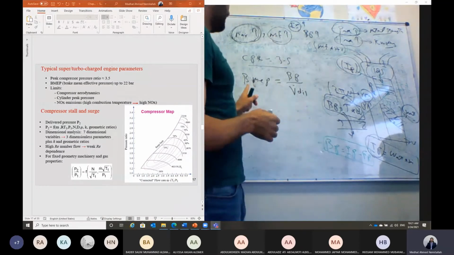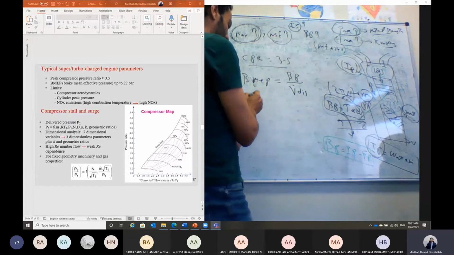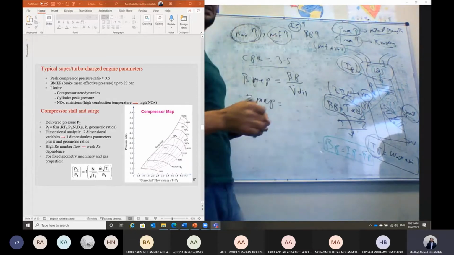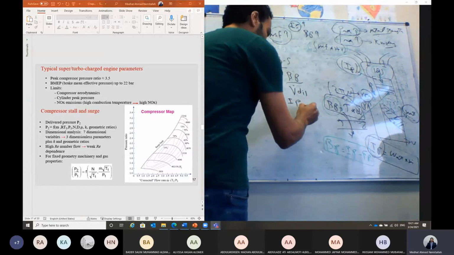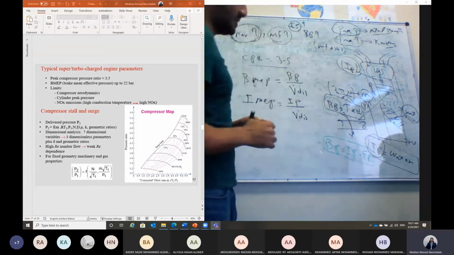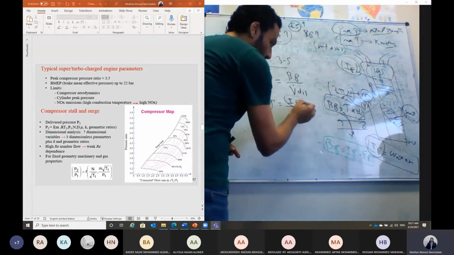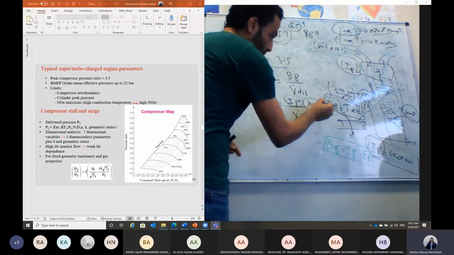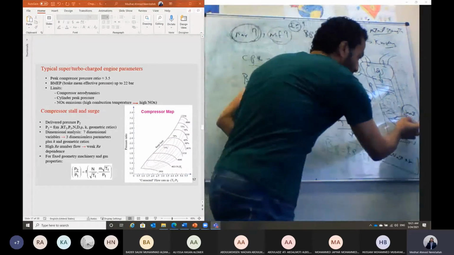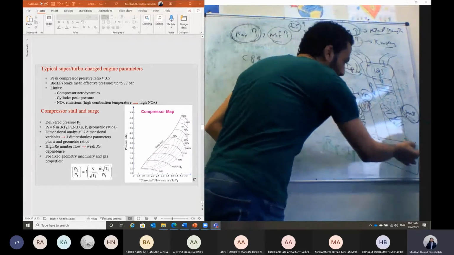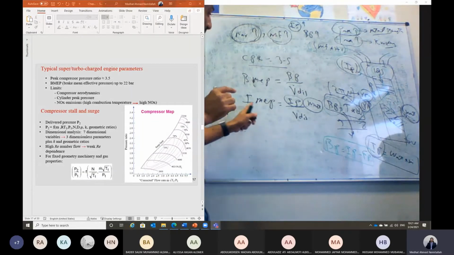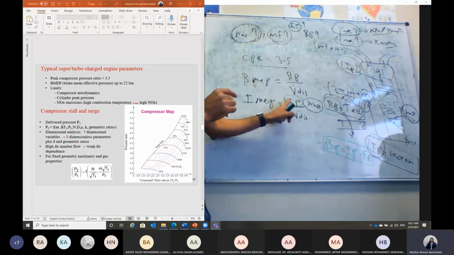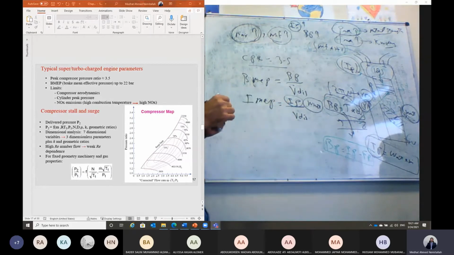Like the indicated mean effective pressure, we defined it earlier, if you remember, in the engine cycle, as the indicated power divided by the displacement volume. Indicated power, we call it the net work. As I told you, the indicated power is the net work that we get from the representation on the PV diagram, which we considered in the preceding chart. We call it the indicated mean effective pressure. Any mean effective pressure is equal to the corresponding power per unit displacement volume.